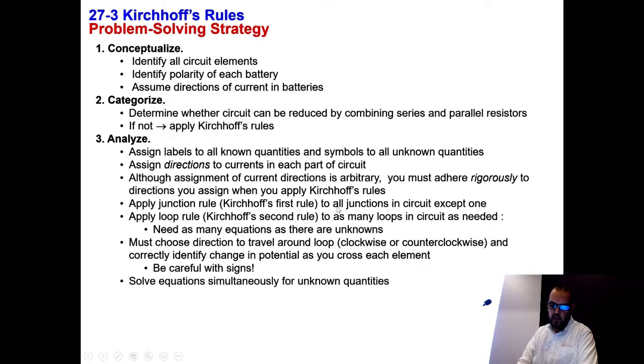Apply the junction rule to all junctions in the circuit except one. All junctions except one. For example, here, in the previous circuit, we had 2 junctions. You just need 1 equation. If you have 3 junctions, you need 2 of them, and so on.